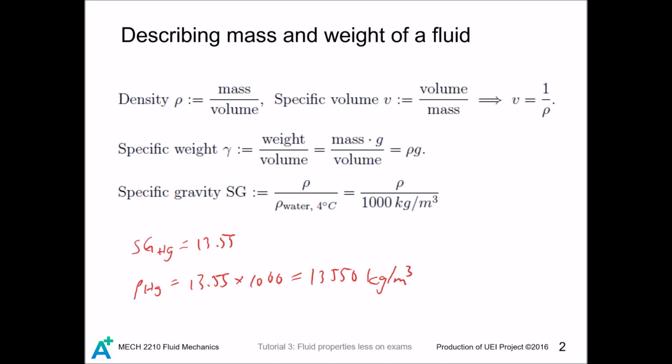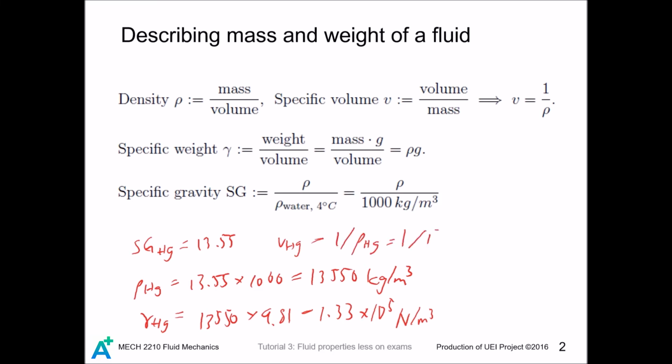And we can calculate specific weight too. Gamma Hg equals 13550 times 9.81 equals 1.33 times 10 to the 5 Newton per cubic meter. We can also calculate the specific volume of mercury, that is V Hg equals 1 over rho Hg equals 1 over 13550. So we are done with mass and weight.